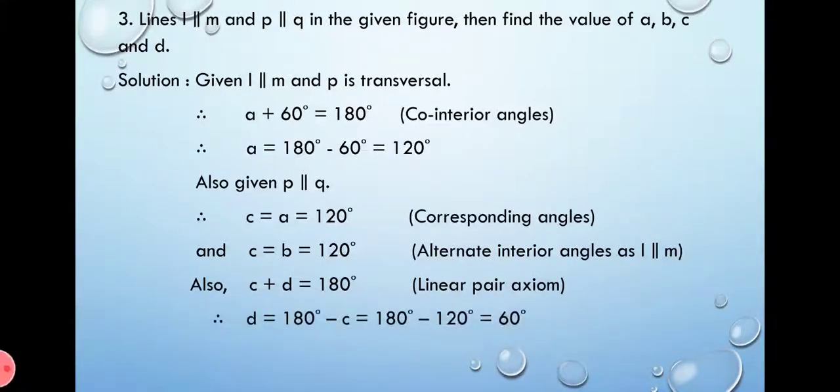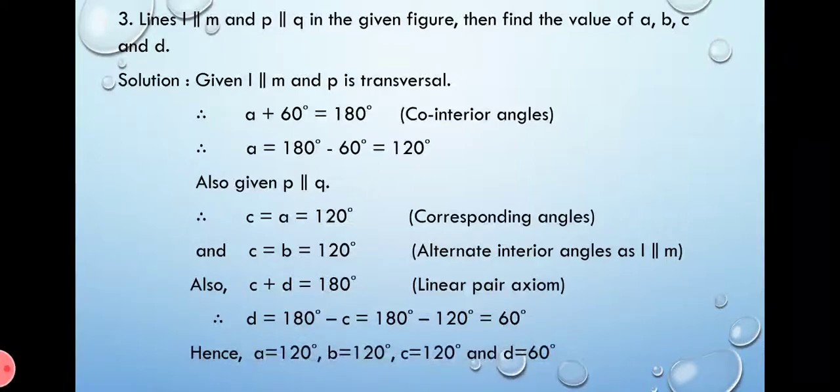Further solving, we get D equal to 180 degree minus C, that is equal to 180 degree minus 120 degree, as we got the value of C as 120 degree, that is equal to 60 degree. Hence, value of A equal to 120 degree, value of B equal to 120 degree, value of C also 120 degree, and value of D equal to 60 degree.